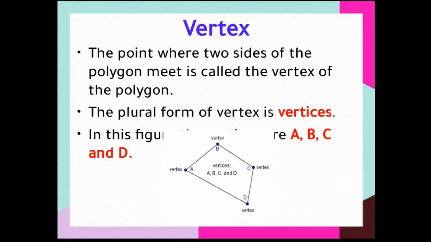Next, vertex. What is meant by vertex? The point where 2 sides of the polygon meet is called vertex of the polygon. That is the corner point. 2 line segments meeting at one point, that point is called vertex of the polygon. Look at the figure. In this figure, vertices are marked in blue dot. That is vertex A, vertex B, vertex C and vertex D. The plural form of vertex is vertices.